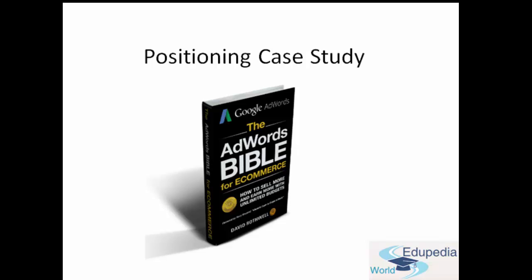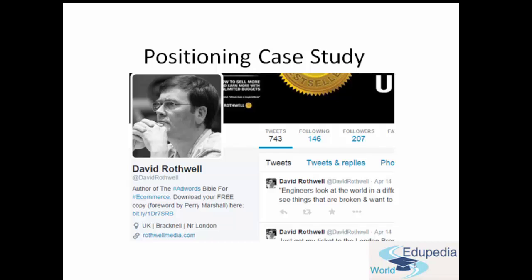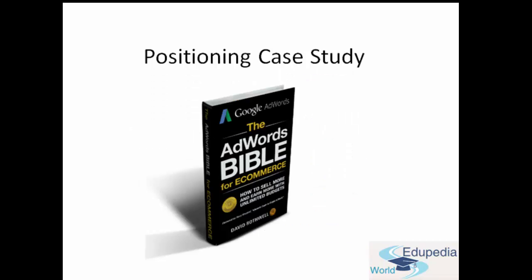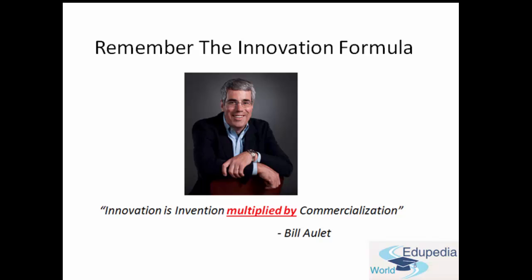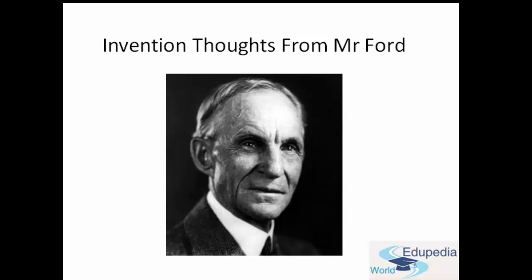So this is the positioning. This is innovation by positioning. He's turned around and said, "I am the AdWords for e-commerce guy." The key takeaway I want you to understand is twofold. Number one, creativity is the thinking up of new things, not necessarily the invention. It's the thinking up of new things from what is already there, and then innovation is doing the new things. It's the commercialization. Innovation is invention multiplied by commercialization.